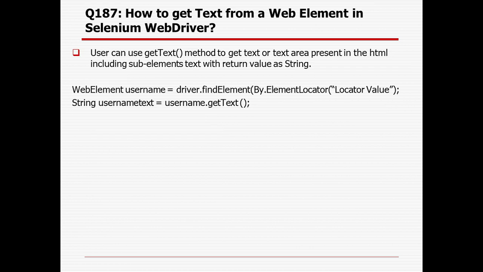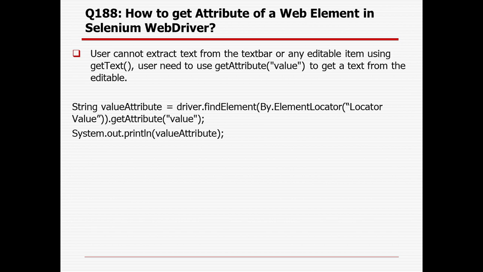So get text will be only applicable for the read only text box or text area, and in case it is an editable text box or text area, you can't get the text through the get text method. You need to use the get attribute value. Suppose if you open the Facebook page, there will be some fields where you need to enter an email or password. Once you enter the email in the text box, you can't extract that particular text through the get text. You need to use the get attribute value.